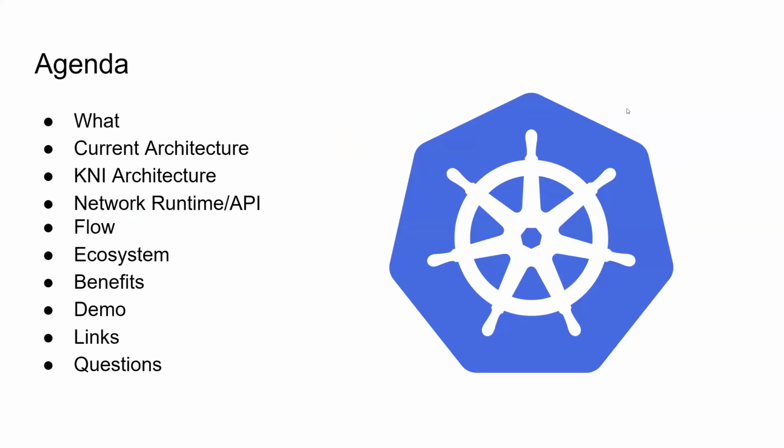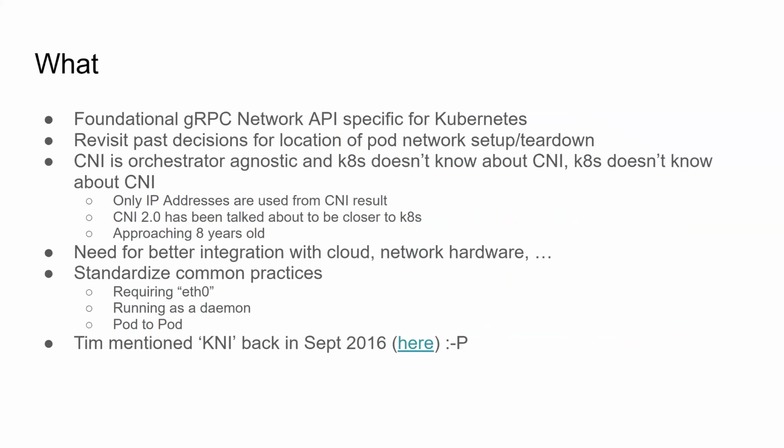So the quick agenda is going to be just what it is, the current architecture, what we have, the KNI architecture, the network runtime, the flow, the ecosystem, benefits, demo, and links. I think we'll probably zip through a lot of this. So what KNI is, is a foundational gRPC network API specific for Kubernetes.